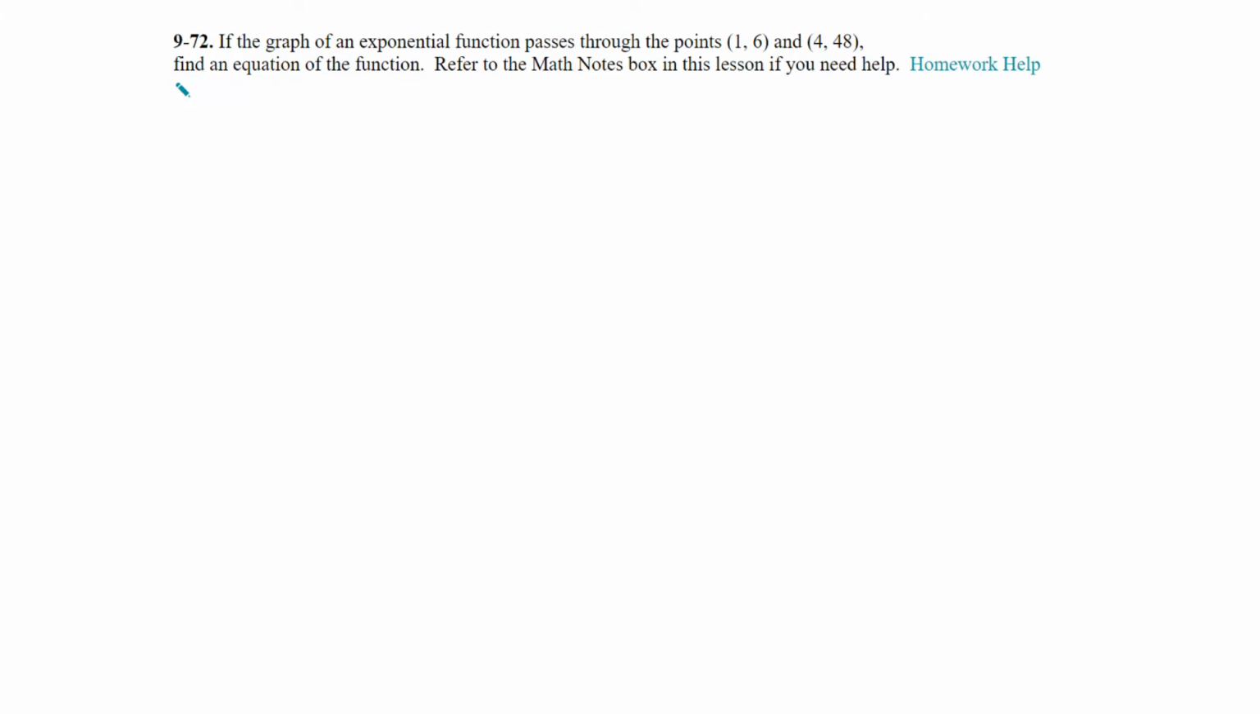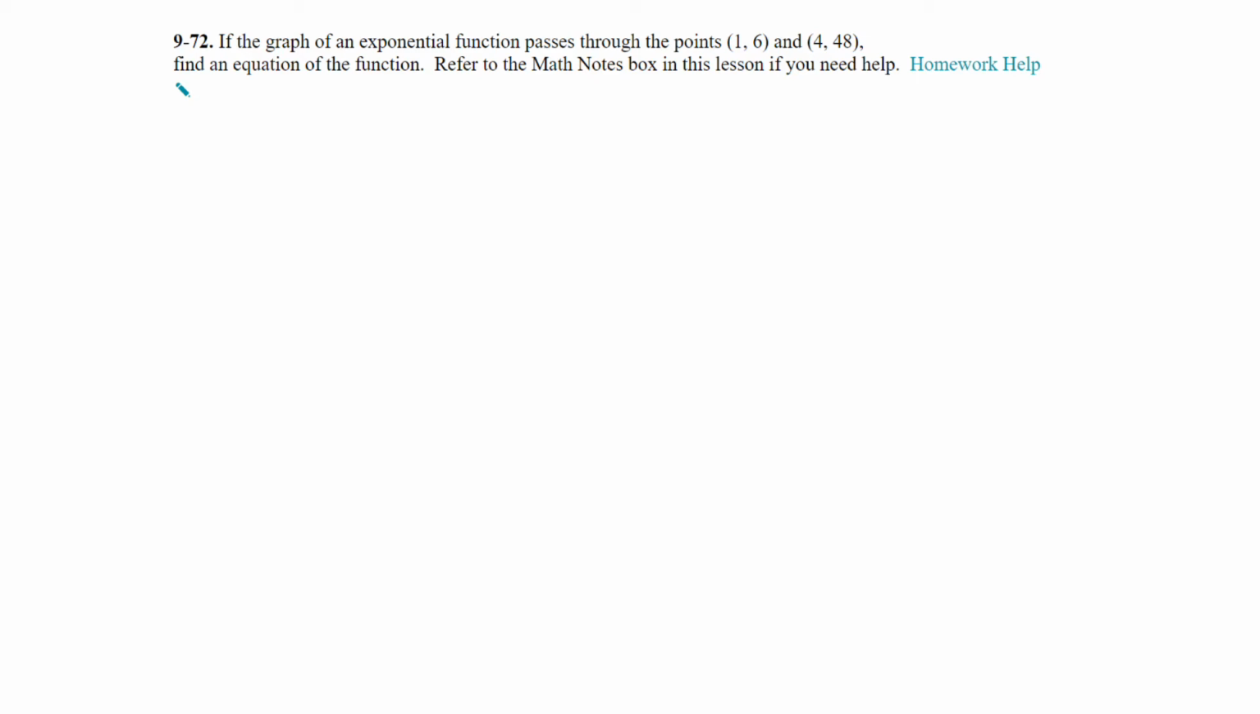Question 72. If the graph of an exponential function passes through the points (1, 6) and (4, 48), find an equation of the function. Refer to the math notes box in this lesson if you need help. So we've done these problems before, but if you look at the math notes box, it'll go back and kind of re-explain that. We've done this a couple of different ways.